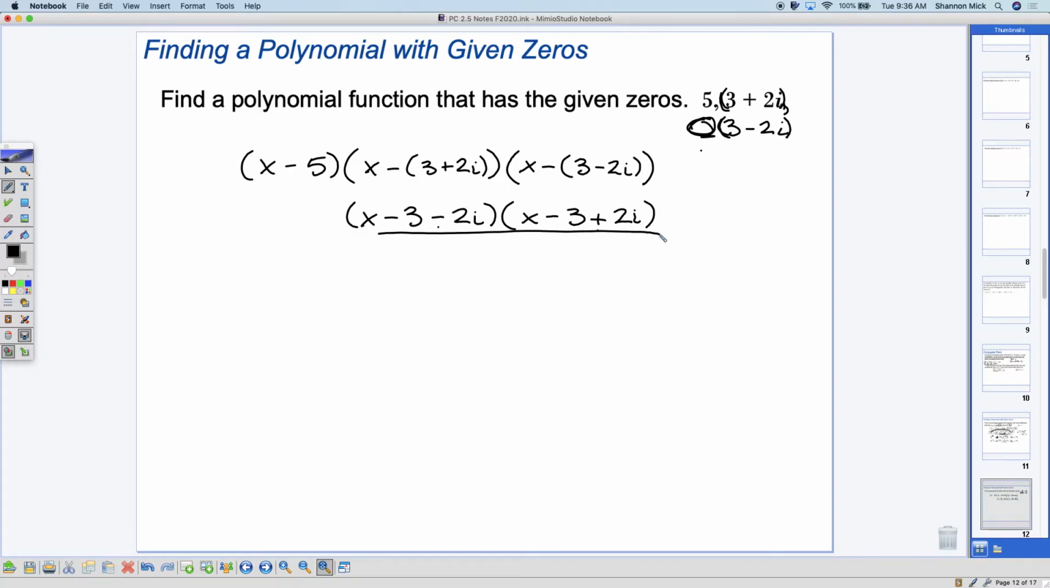FOIL. I should FOIL them out, because I don't want to work with that, do I? When I FOIL those two things out, is there going to be any imaginary numbers left? There should not be, because that's what conjugate pairs are supposed to take care of, right? So do it.